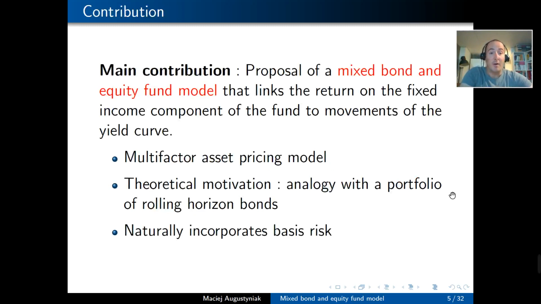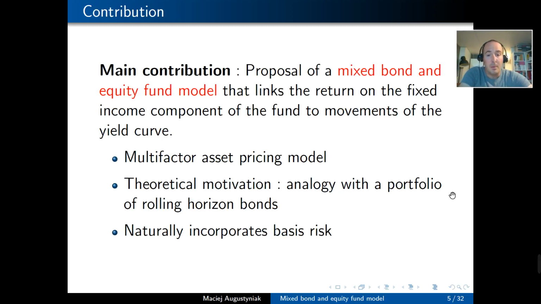So the main contribution of our paper is to propose a model for the dynamics of a mixed bond and equity fund, where the fixed income component of the mutual fund has a dynamics that is linked to movements of the term structure. Linking the term structure and returns of the underlying asset is very important to value segregated funds or variable annuities, because when we price these guarantees, we must project the returns of the underlying asset, but we must also use the term structure to discount the payoffs provided by the guarantee. So the interplay between the term structure and the returns of the underlying fund, or the mutual fund, is very important to take into consideration.